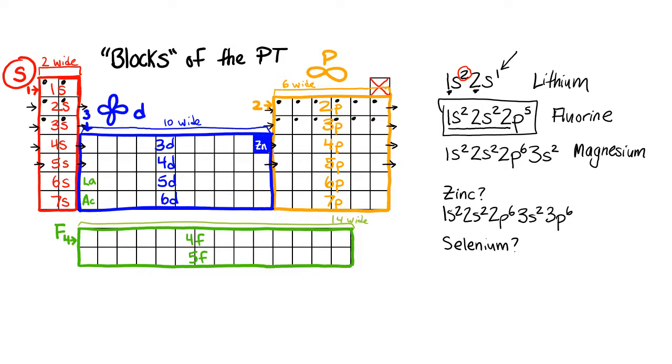Continuing, we see that after we fill up the 3p set, we go down to 4s, 4s1, 4s2. Now we enter the 3D region. It begins with 3D1, 3D2, 3D3, 3D4, 3D5, 3D6, 3D7, 3D8, 3D9, 3D10.